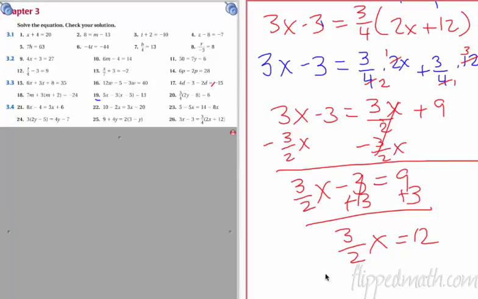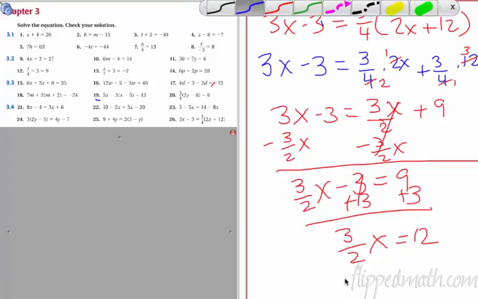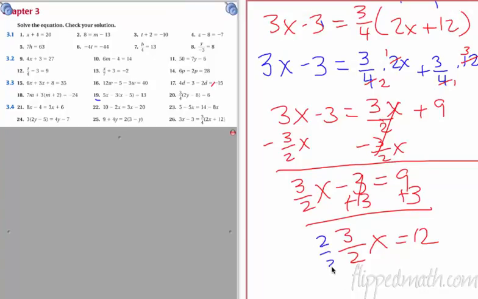Now what? You can divide by 3/2, or you can multiply by the reciprocal. Let's do the reciprocal because I love reciprocals. Voila. Cancel, cancel, cancel, cancel. So we get x equals, how does this cancel? Let's cancel the 12 with the 3. That's going to leave us a 4.